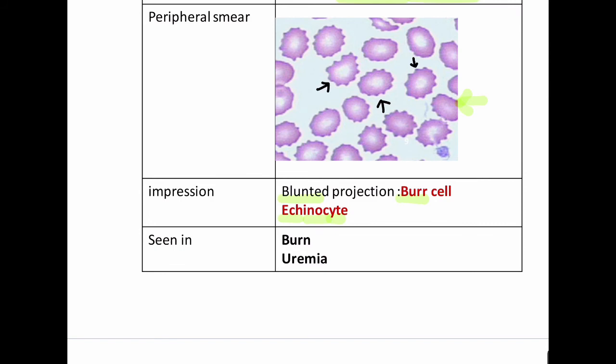In which disease, in which condition you will be seeing these cells? Again, mnemonic is very easy. Just write the word Burr. The first word is your first diagnosis. Burr cell is seen in the BUN, and second alphabet is the diagnosis uremia.